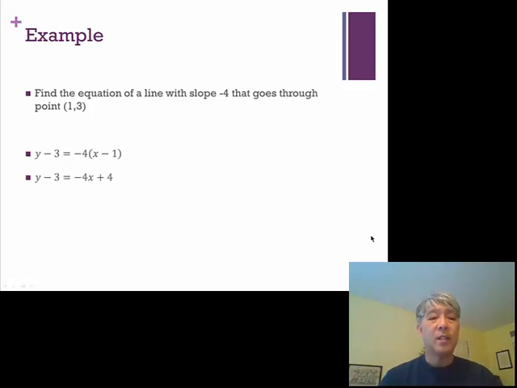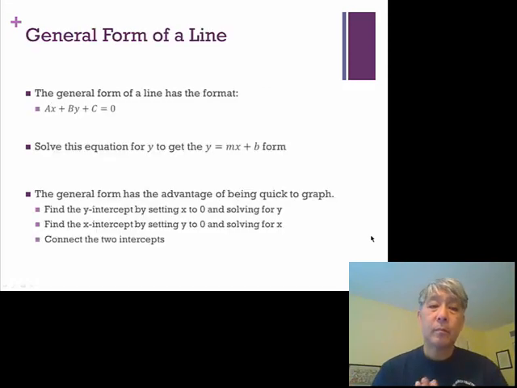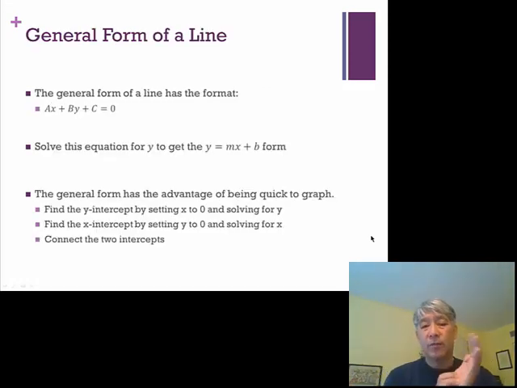Then I can simplify this by distributing out and then moving, and I end up with the mx plus b formula. y equals m, it's still minus 4, x plus 7 in this case. So these are the 2 formulas for the same line, y equals minus 4x plus 7, or y minus 3 equals minus 4 times quantity x minus 1. And then this is the third form.